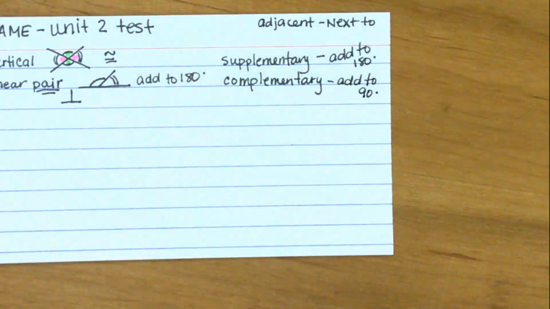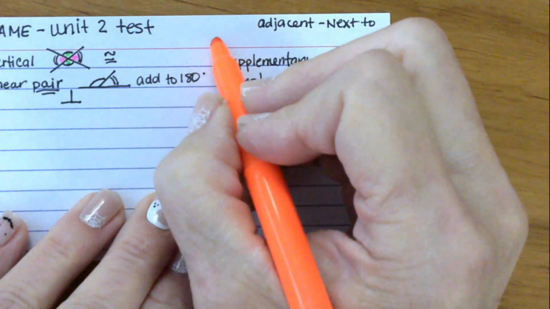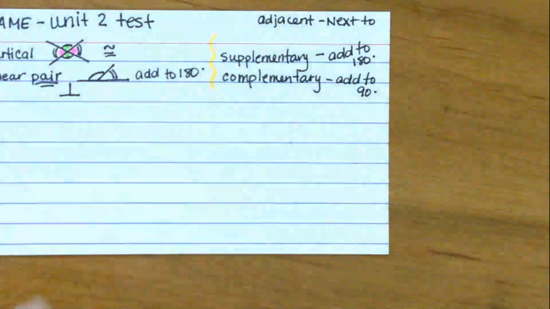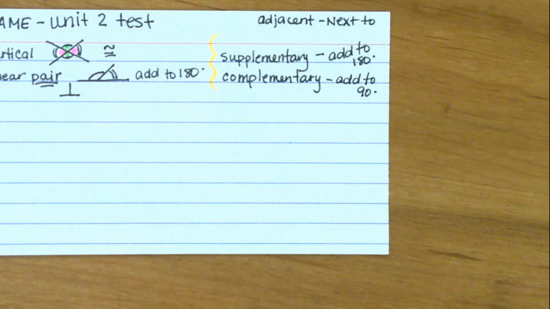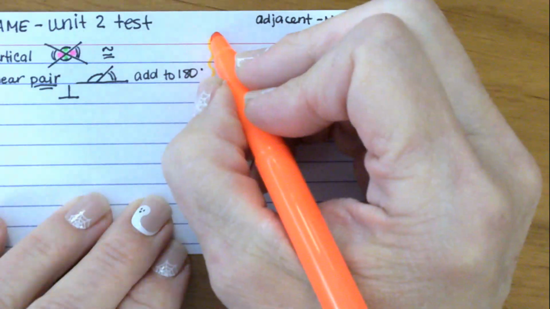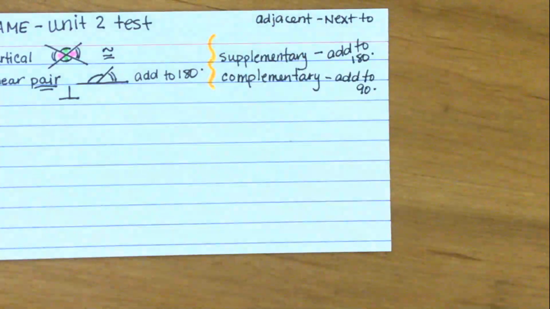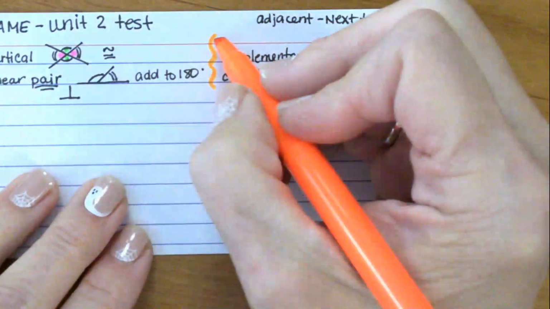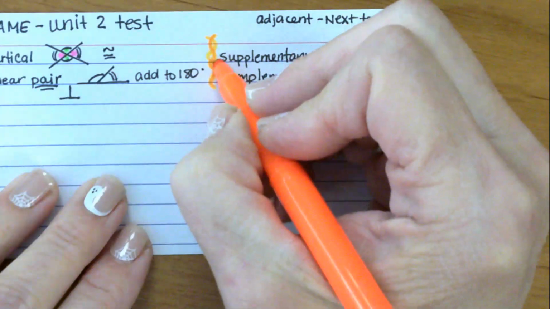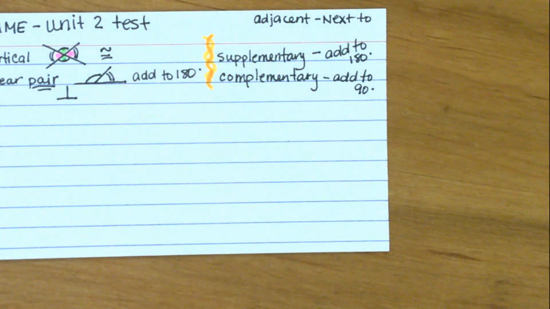And again, they don't have to be side by side. Two angles that add up to 180 are supplementary. Two angles that add up to 90 are complementary. A lot of times you guys only see them when they're side by side. Okay? So just be aware that they can be away from each other.